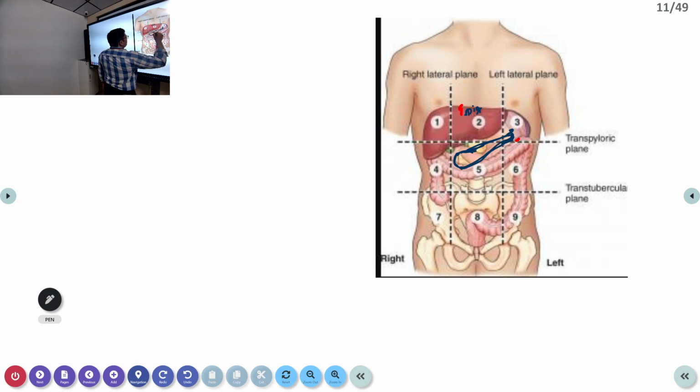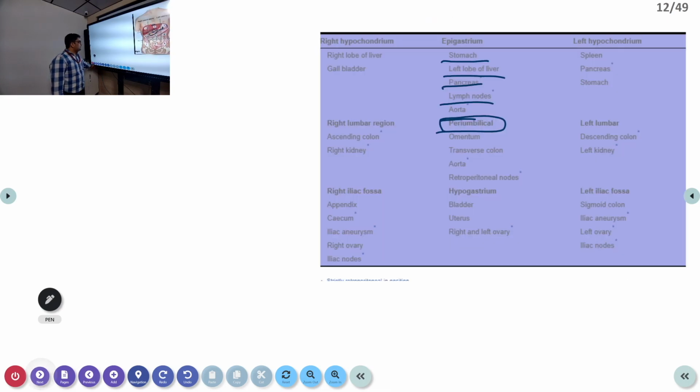So if it is arising from the body, the mass which may be seen in the epigastrium, that is the pancreatic cyst. And in the left hypochondria, spleen is there, and the tail of pancreas is there. Tail of pancreas, which you can see there. And we discuss the stomach.